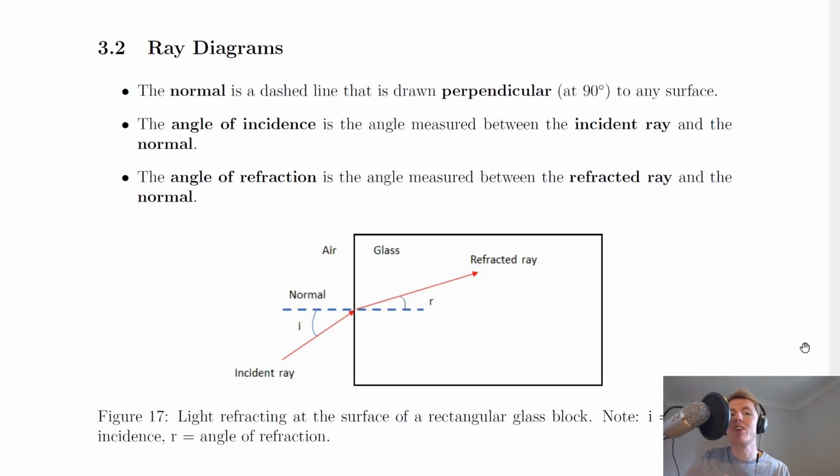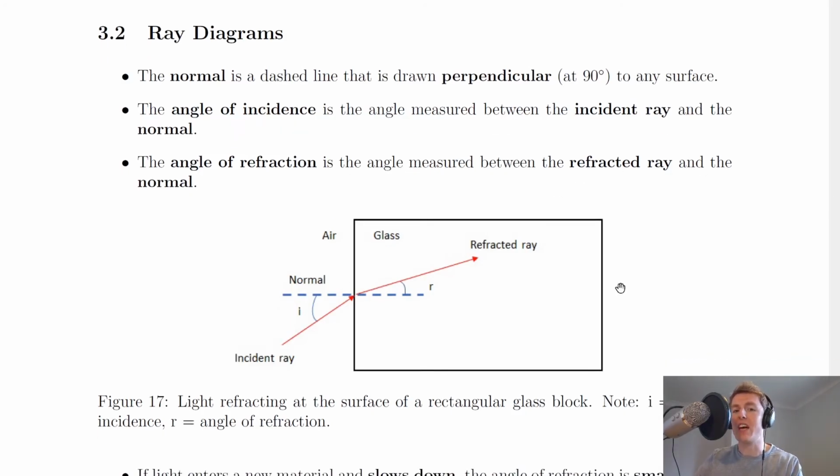So next we're going to look at ray diagrams, and you need to be aware of certain terms. So we need to know the definitions of normal, angle of incidence, and angle of refraction. So the first one, the normal, it says here the normal is a dashed line that is drawn perpendicular at 90 degrees to any surface. The angle of incidence is the angle measured between the incident ray and the normal, and the angle of refraction is the angle measured between the refracted ray and the normal.